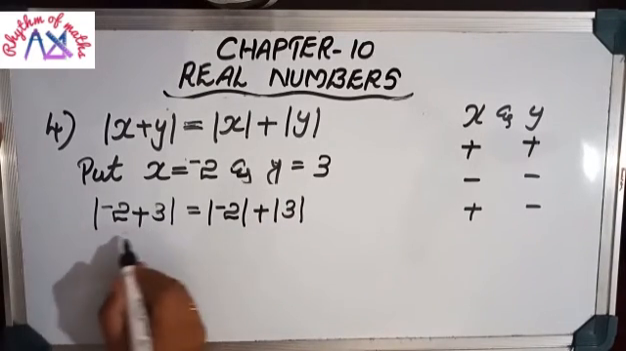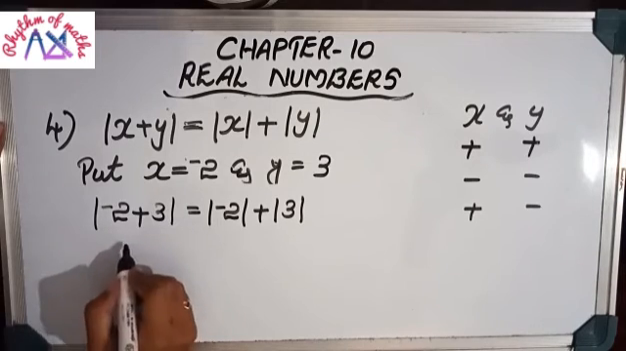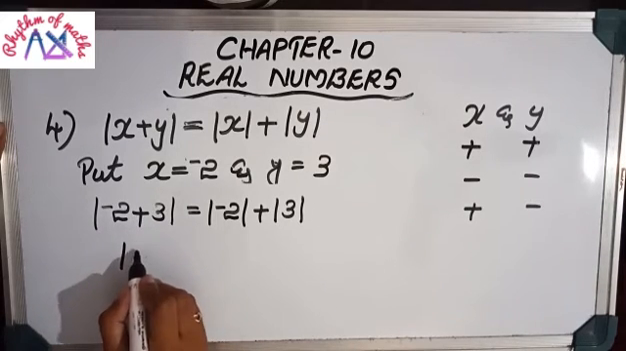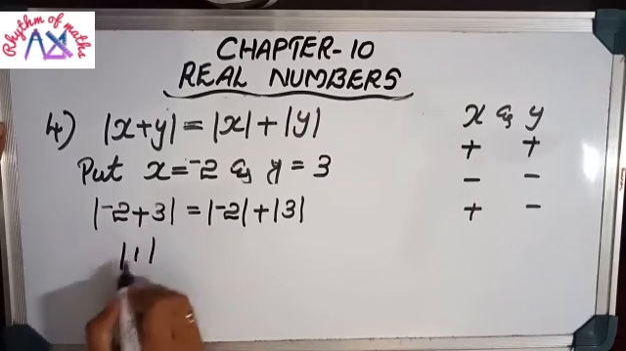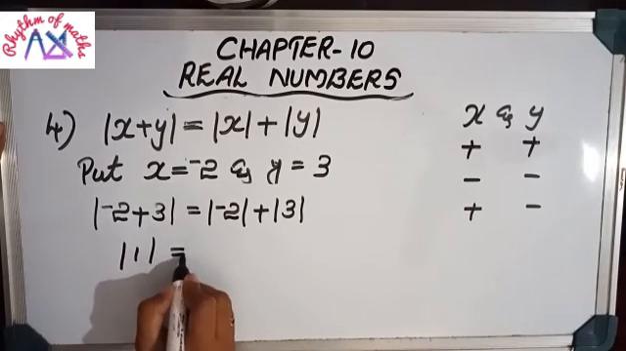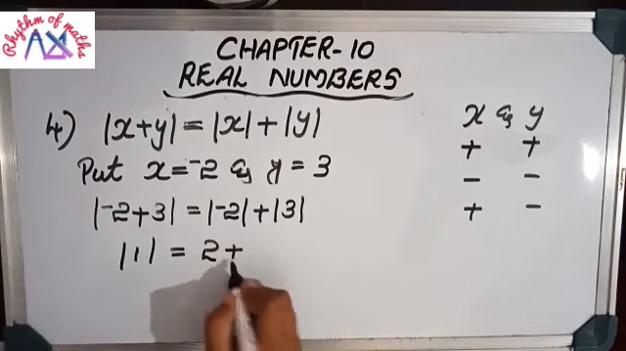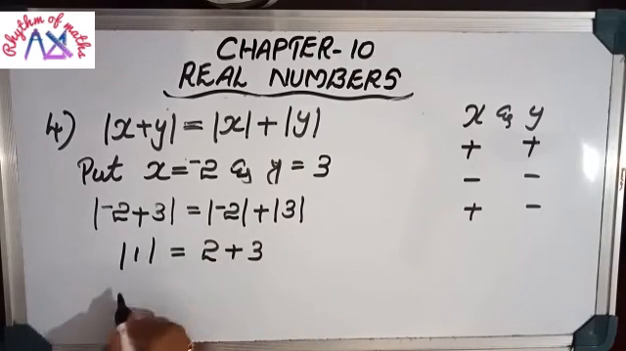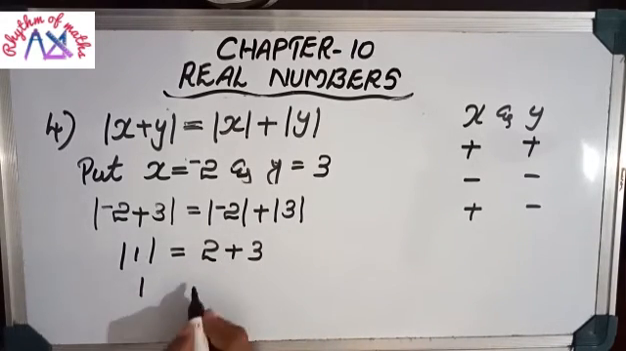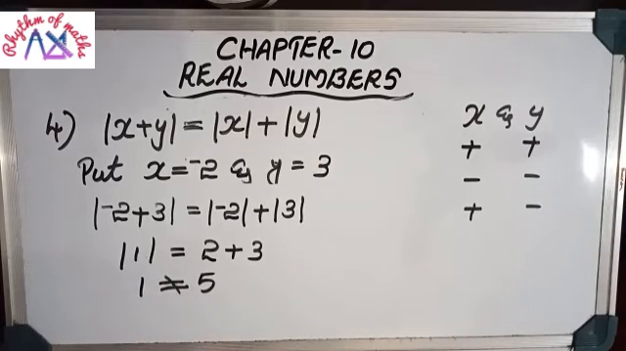Now minus 2 plus 3. Different sign means minus, subtraction. So 3 minus 2 answer is 1. 3 sign is plus, so answer also plus. So 1 equal to modulus of minus 2 is 2 plus modulus of 3 is 3. So modulus of 1 answer here 1 equal to 2 plus 3 is 5. Is it equal? 1 and 5 equal? No, it is not equal.